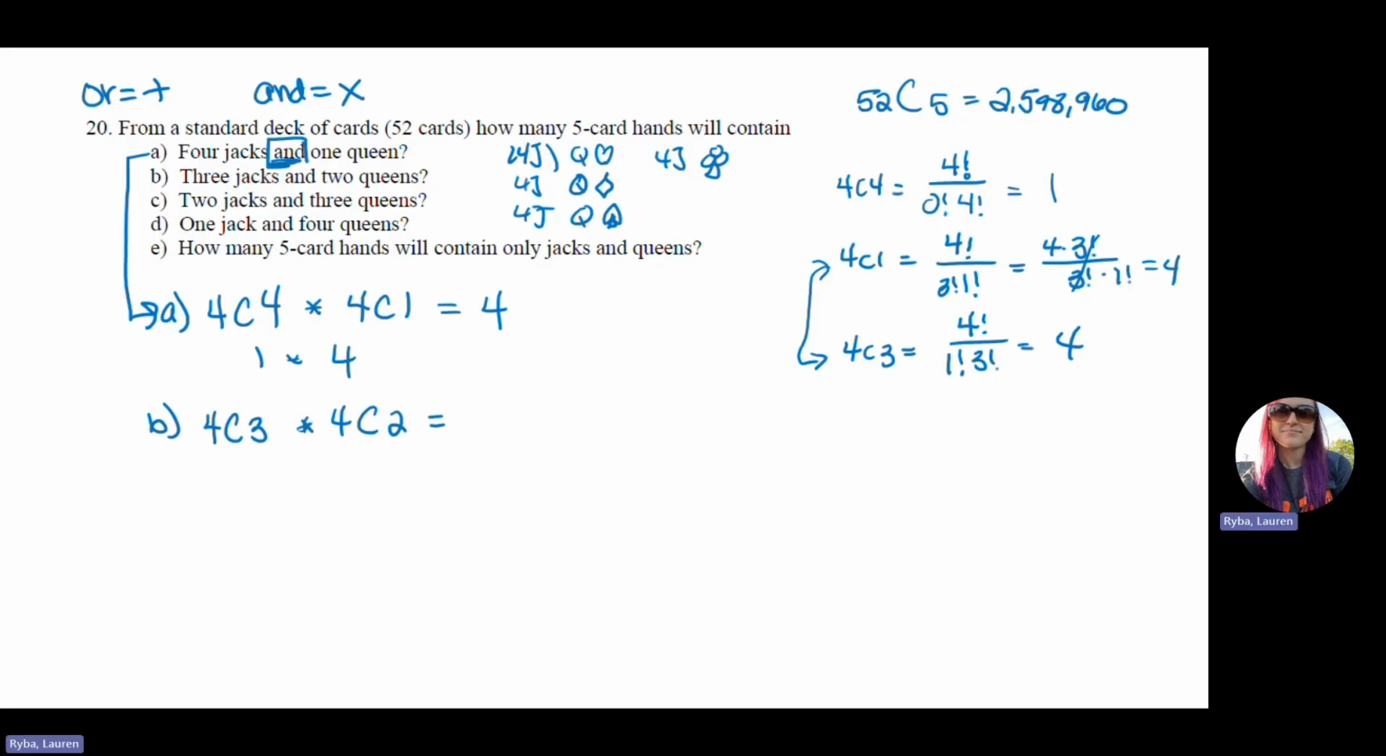Okay, so then I need to do 4 choose 2. So 4 factorial over 4 minus 2, which is 2 factorial, and then repeat what we're choosing, 2 factorial. So 4 times 3 times 2 factorial is going to cancel one of my 2 factorials. Well, that's going to leave me another 2 factorial, so 2 times 1. So let's see, that's 12 divided by 2, so that's going to give me 6.